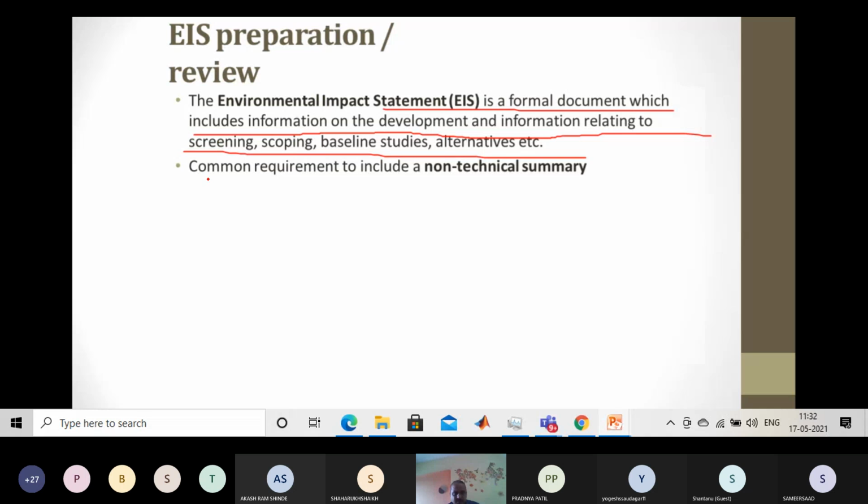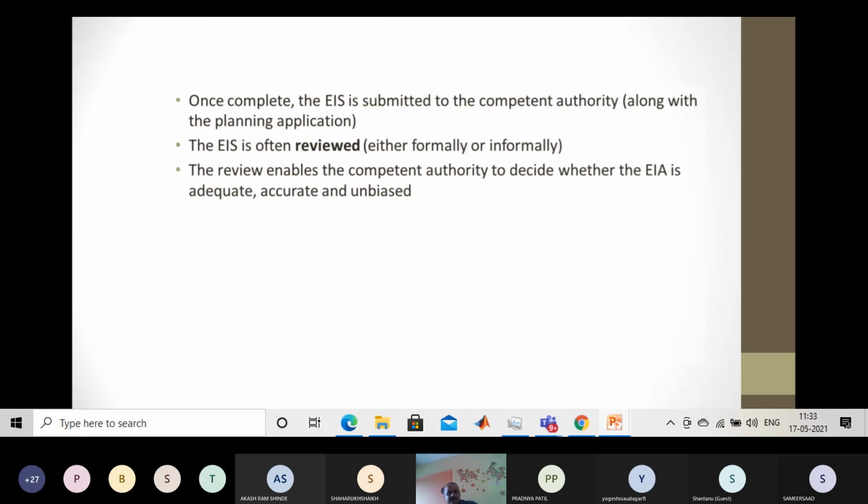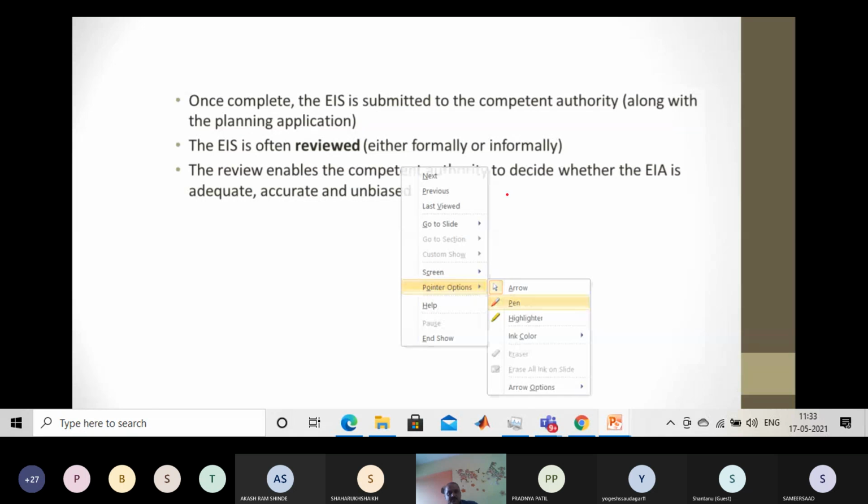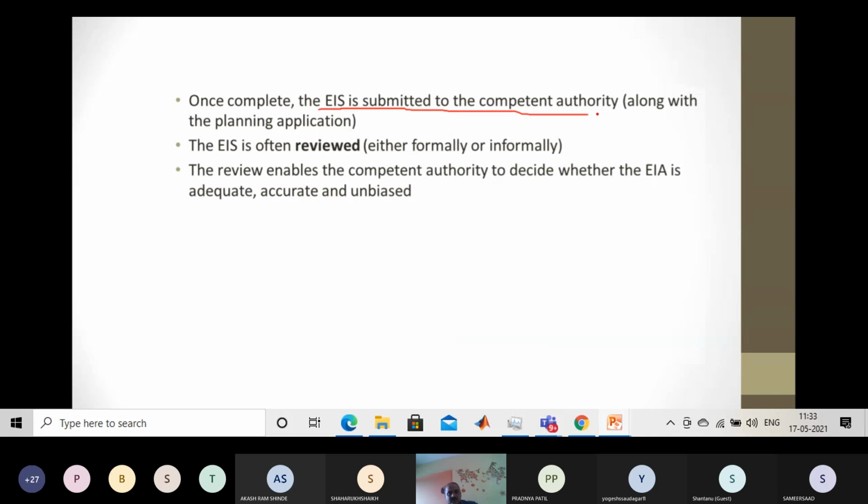A common requirement is to include a non-technical summary. Some non-technical summary has to be introduced under this EIA. Once the EIA is completed, it is submitted to the competent authority along with the planning application. Once you have the document ready for the EIA, then you have to submit it to the authority.